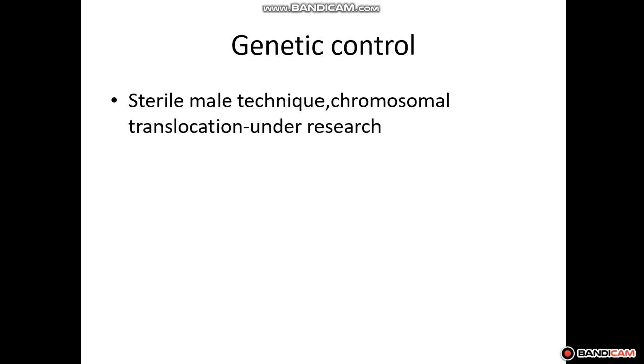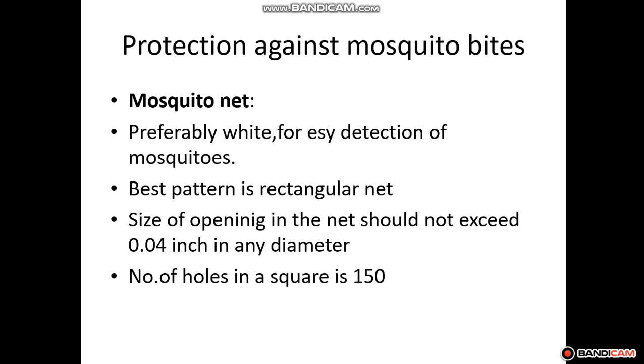So next is genetic control. Here the sterile male technique and chromosomal translocation are being done for these mosquitoes, and this is under research. We are not much in use of this method. Next is protection from mosquito bites. This is all about anti-adult measures and anti-larval measures, and what can be done by us so that we can protect ourselves from mosquito bites.